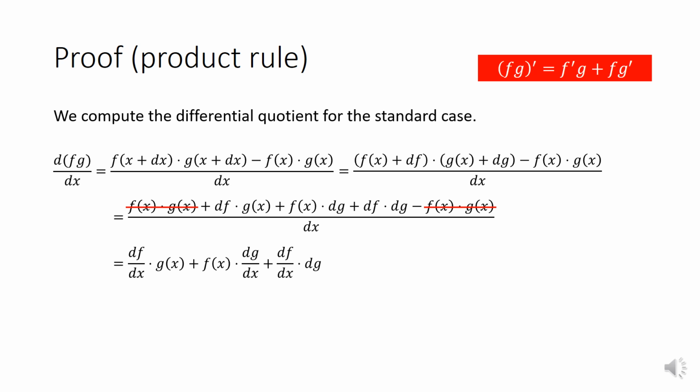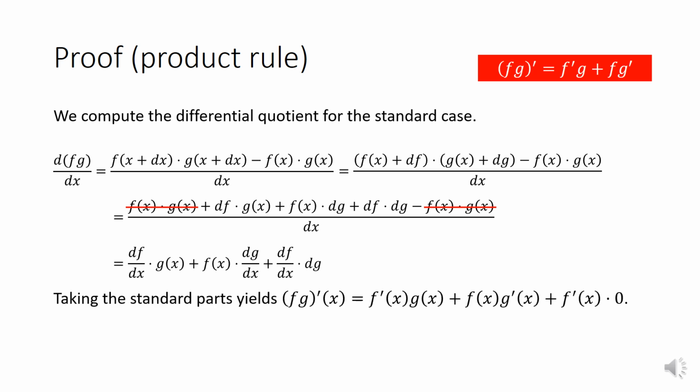Since f and g are differentiable at x, all terms are limited, so we can take their standard parts. Overall, this leads to (fg) prime of x is equal to f prime of x times g of x plus f of x times g prime of x plus f prime of x times 0, where 0 is the standard part of the infinitesimal dg. The last summand is 0 and can be omitted, and we obtain the desired equation. The general case follows by transfer.